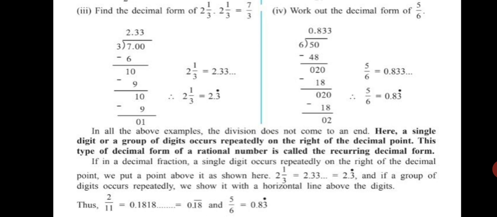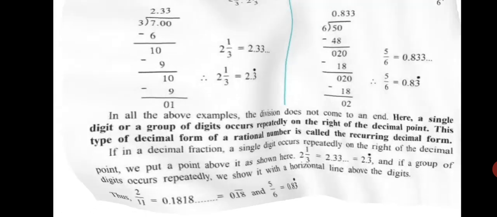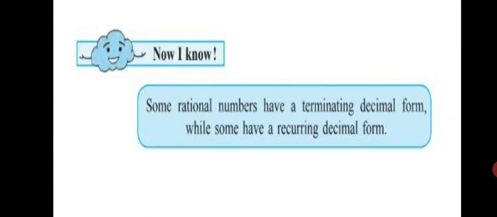So that's all. Now what have you learned from this? Now I know some rationals have a terminating decimal form, that is, their remainders are 0, while some have a recurring decimal form. Recurring means the remainders are not 0, and sometimes in the quotient you will see digits repeating, which are written with a dot on top if it's a single digit repeating, and if more than one digit is repeating, you put a horizontal line. So with practice you will be able to do this in a very simple way.